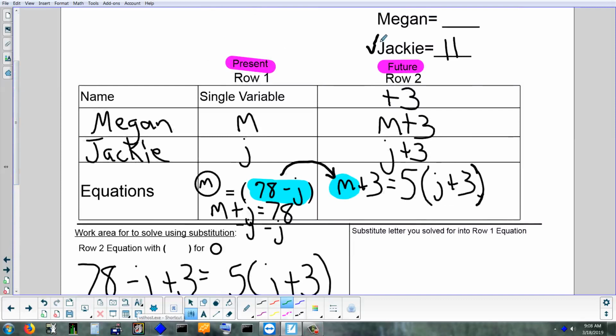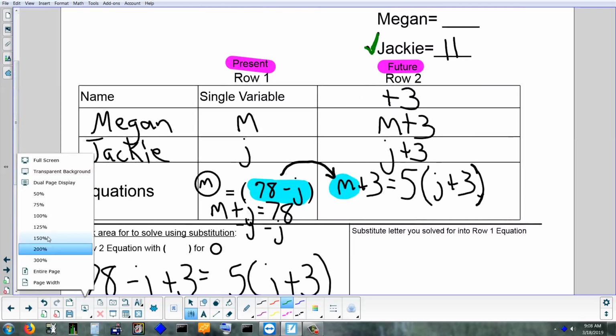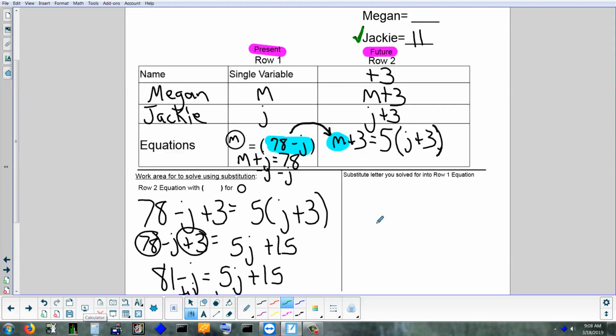Now again, if I just read what it says, substitute the letter you solve for into the Row 1 equation. Who did I just solve for? Jackie was what letter? J. Here's my Row 1 equation. Again, don't go back to the original. Go back to what you rearranged, because what you rearranged already has a variable by itself. All right? So what am I going to write now, knowing what I know about Jackie?